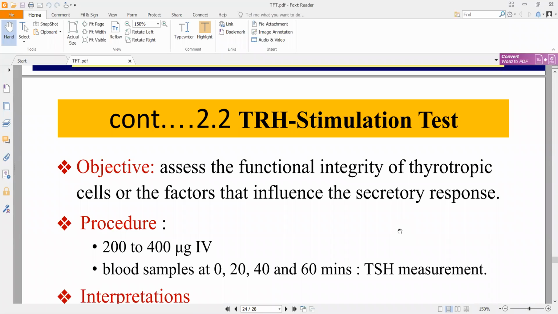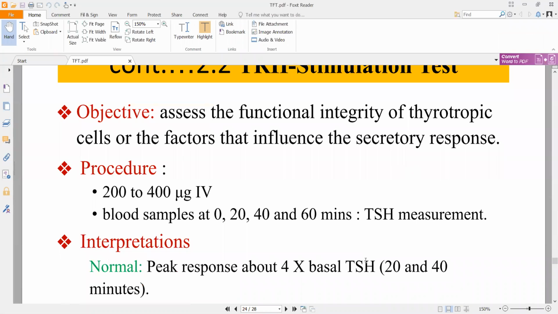Now, the factors that influence the secretion of TRH. The secretory response here is the secretion of TRH specifically. How you do this is you will administer 200 to 400 micrograms IV of this drug, and you will take blood samples.